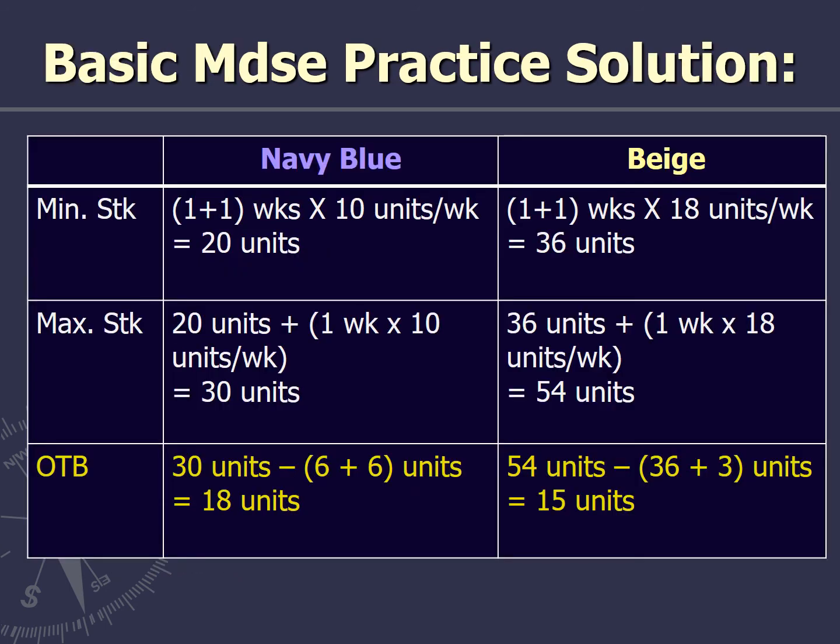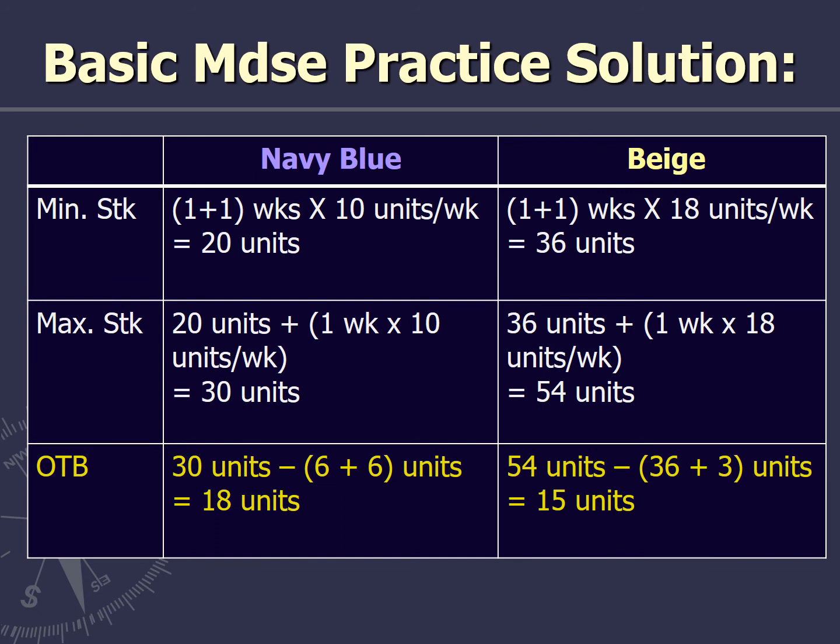Alright, so let's take a look at the solution together. Let's look at the navy blue comforters case first. To calculate the minimum stock, we first needed to know the reserve stock and the DP, delivery period, which were both just 1 week. So 1 plus 1 weeks, so 2 weeks, times 10 units per week that we're selling, the rate of sale. So that gives us 20 units as our minimum stock level for navy blue.